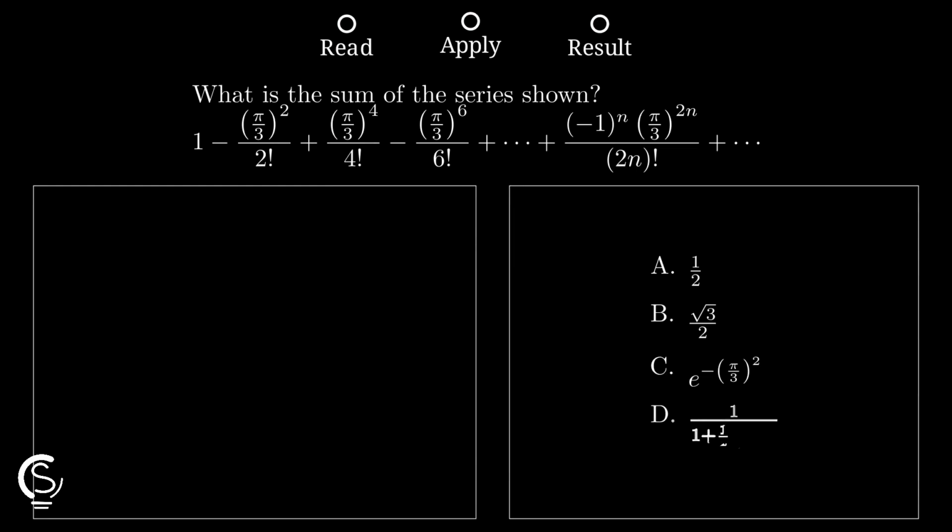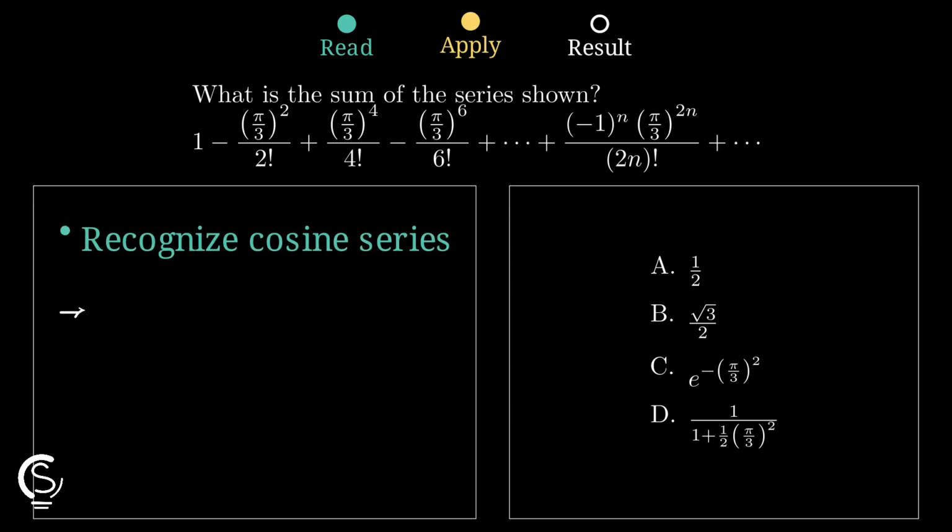This series is exactly the Maclaurin expansion for cosine, because cosine x equals 1 minus x squared over 2 factorial plus x to the 4th over 4 factorial, alternating forever. So take x equals pi over 3, and the whole infinite sum becomes cosine of pi over 3, not an exponential or geometric shortcut, because the powers are even factorial terms.